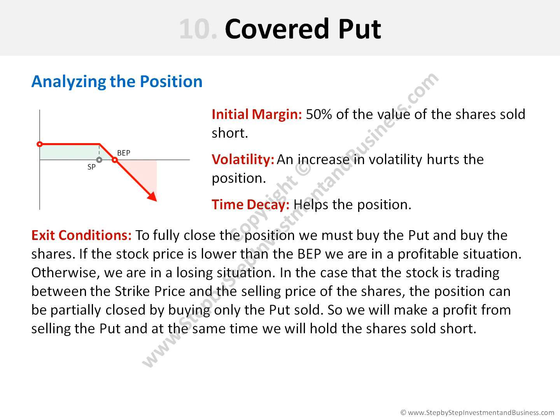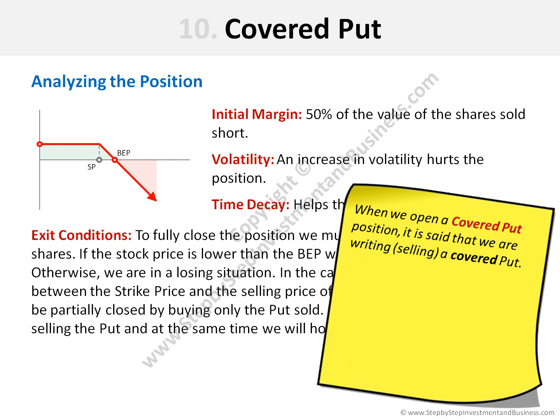If the stock price is lower than the break-even point, we are in a profitable situation. Otherwise, we are in a losing situation. In the case that the stock is trading between the strike price and the selling price of the shares, the position can be partially closed by buying only the put sold. So we will make a profit from selling the put, and at the same time, we will hold the shares sold short. This will be analyzed next.